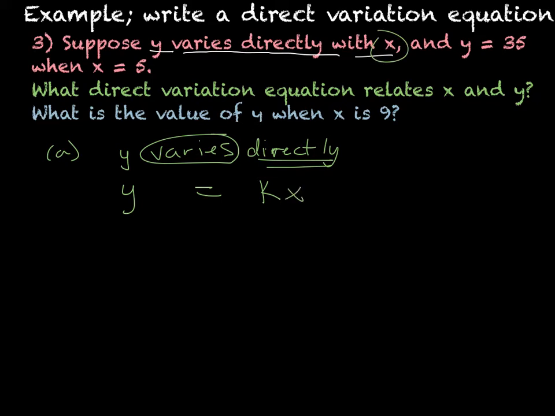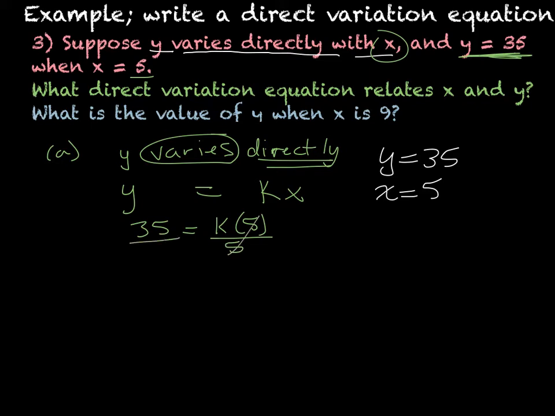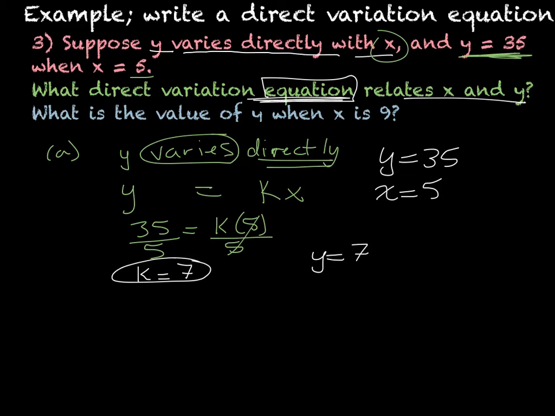So it's going to be like that, and then we have to include my 35 and my 5. So I start with y varies directly, so y equals kx, and then I put in 35 for y and 5 for x. So 35 equals k times 5. Divide by 5 on both sides, because I need to solve for k. So that means that k equals 7. So my equation that relates x and y is y equals 7x. So this is my direct variation equation for this example.